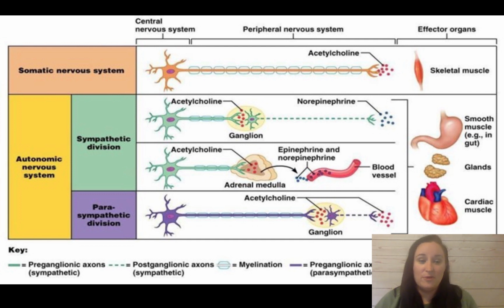In the autonomic, again, see it's divided into sympathetic and parasympathetic, and acetylcholine is being used in the sympathetic because we're getting norepinephrines going, like we're stressed, and then in parasympathetic, we're trying to relax and calm down. Peace.